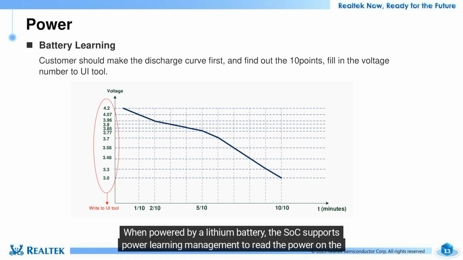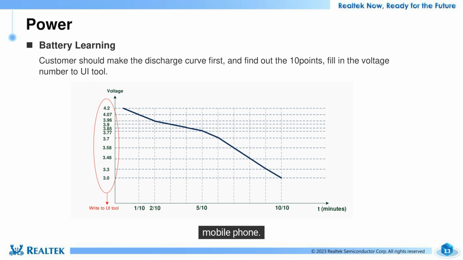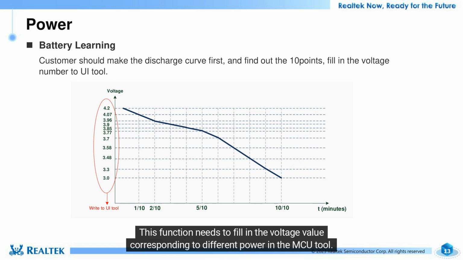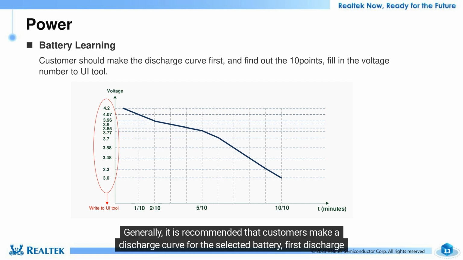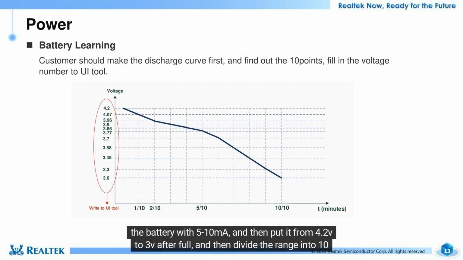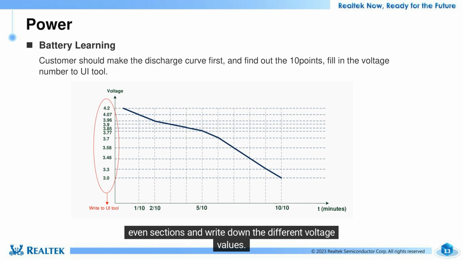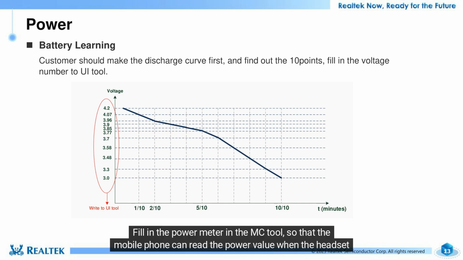When powered by a lithium battery, the SoC supports power management to read the power on the mobile phone. This function needs to fill in the voltage value corresponding to different power in the MCU tool. Generally, it is recommended that customers make a discharge curve for the selected battery. First discharge the battery with 5 to 10 mA, from 4.2V to 3V after full, and then divide the range into 10 even sections and write down the different voltage values. Fill in the power meter in the MCU tool, so that the mobile phone can read the power value when the headset is connected.